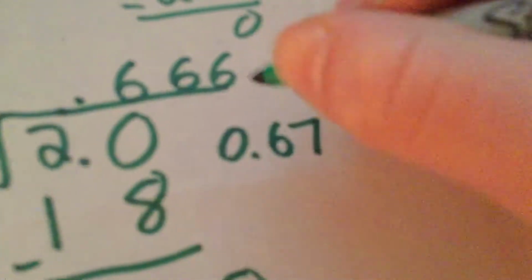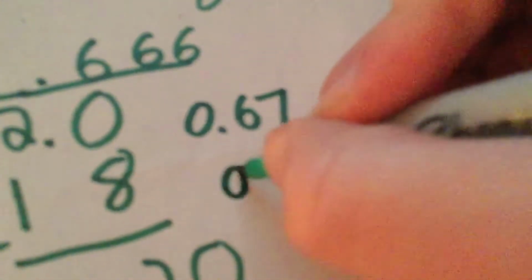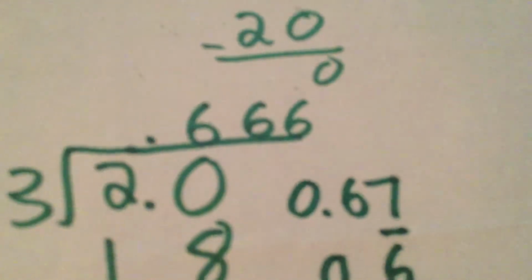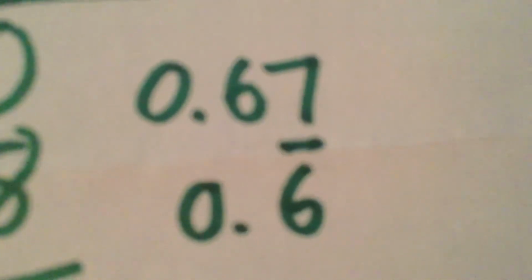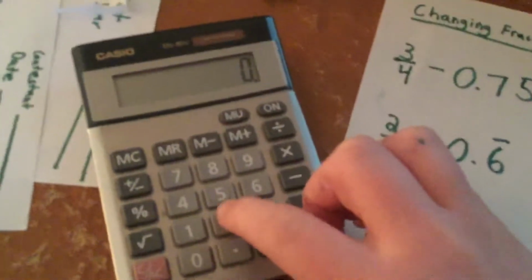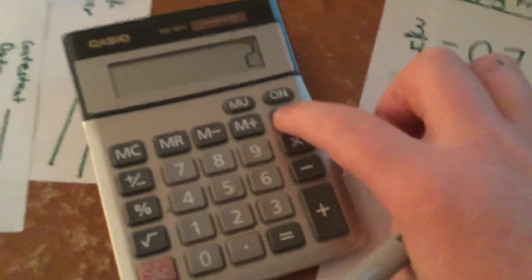0.67. Or what I like to do, and it's more proper, is 0.6 repeating. And since this is a repeating decimal, it's just going to keep going. To show that, we put a line above the 6. So 2/3 is 0.6 repeated. Now let's just make sure with our calculator. See, we just get 0.6666.